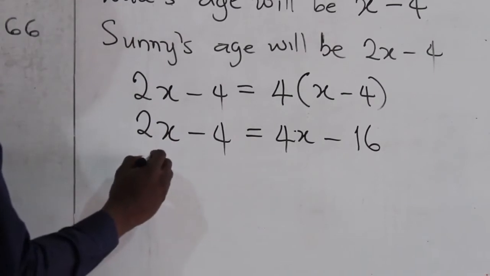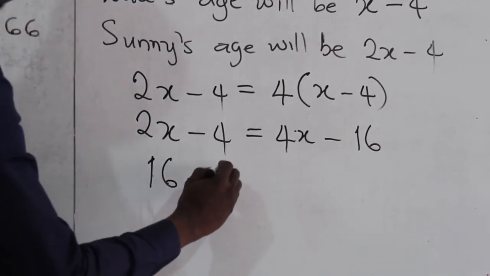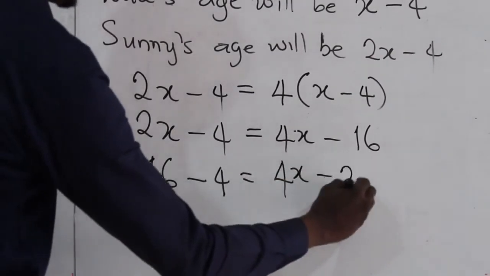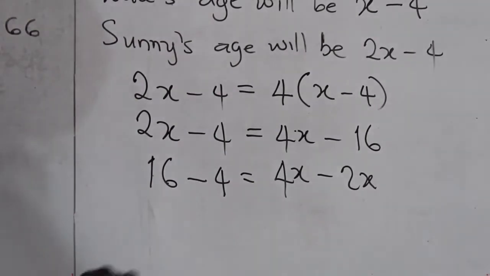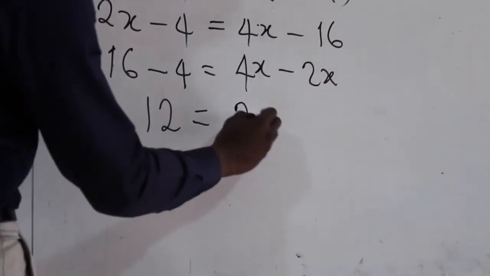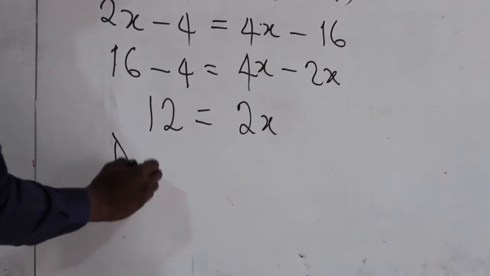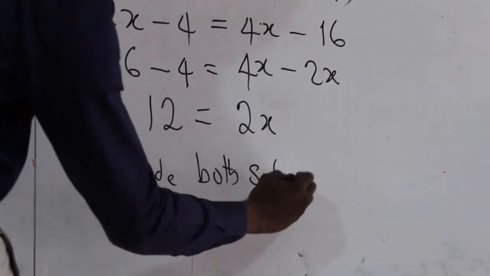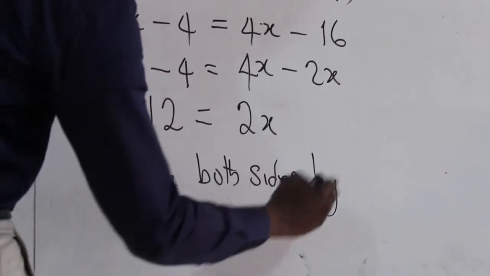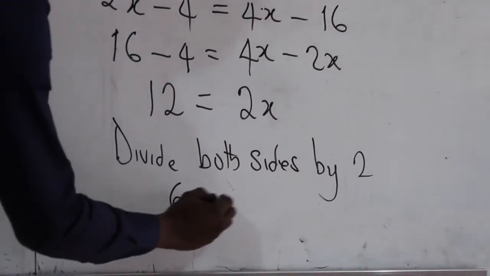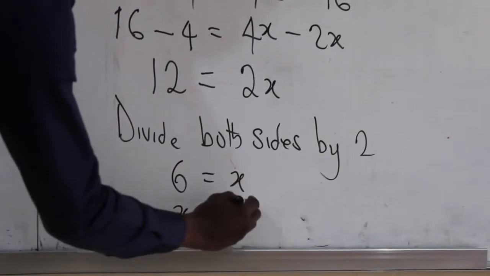So I take my 16 to this side, it becomes 16 minus 4 is equal to 4x minus 2x. 16 minus 4 here is 12, and 4x minus 2x is another 2x. So I divide both sides by 2. If you do that, you're going to get 6 is equal to x. It means that x is equal to 6.